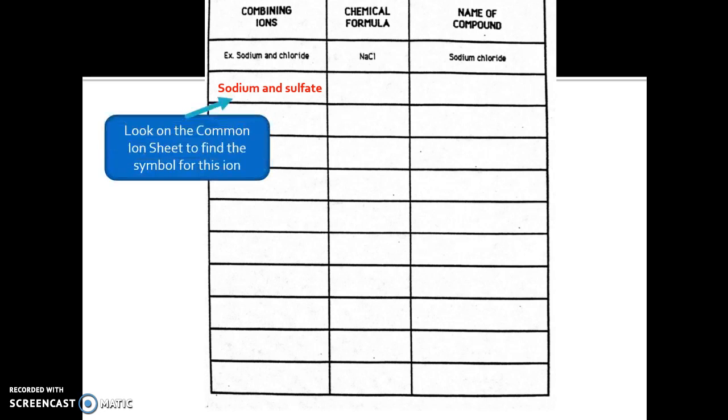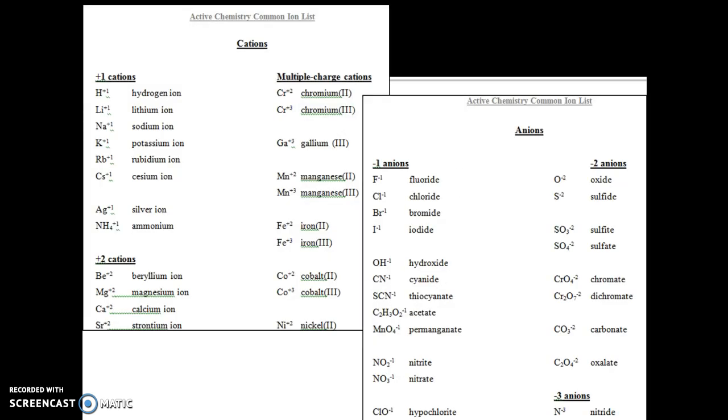So the first thing we need to do is figure out, well, what is the sodium ion? So you look at your common ion sheet, look on the cation, the positive side, and you want to find sodium and see, well, what is the symbol for this sodium ion? So here's what your ion sheet looks like. In this case, we're trying to find the sodium, and there it is. There's the sodium, and so we can see sodium is Na+1.